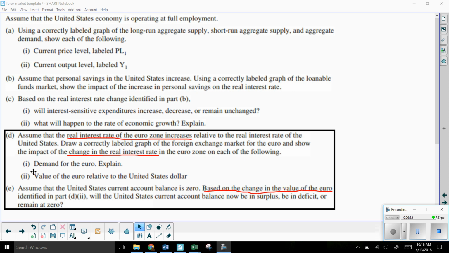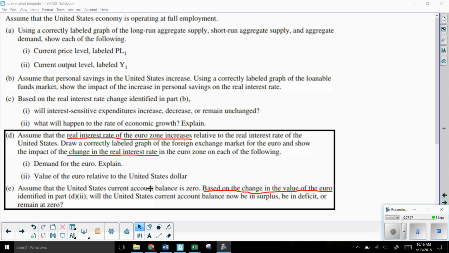So you would say in response to D1 that demand for the euro increases because Americans seek more European bonds because they have a higher rate of return, right? Their bonds are more desirable because they're cheaper. And when demand for the euro increases, the value of the euro increases. So that's what you're basically showing on your graph. It's a market for euros and a shift right, and your explanation is because Americans find European bonds more attractive now that they pay a higher real rate of return.